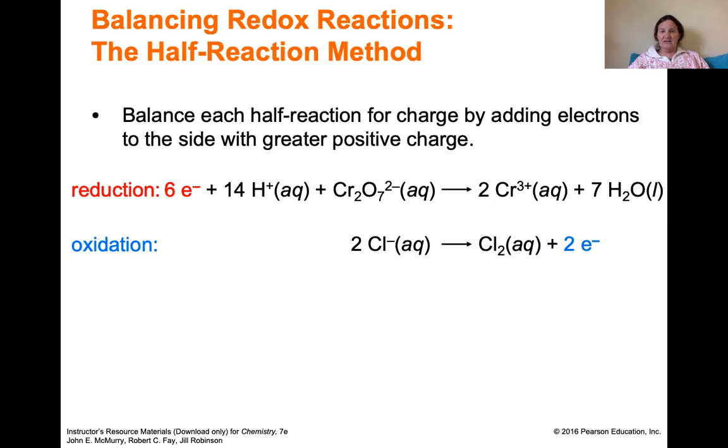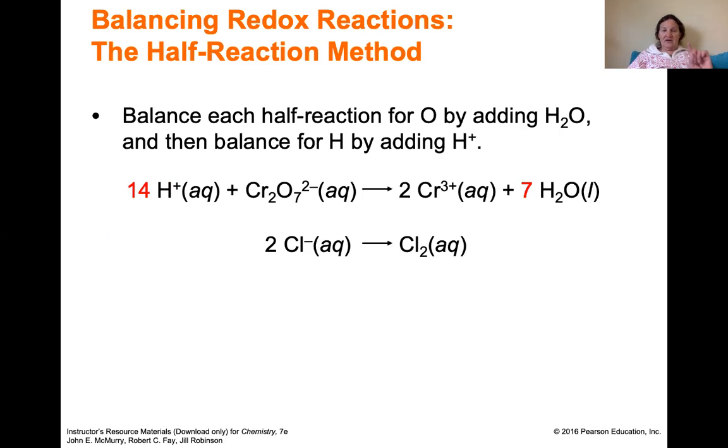The next thing is to look at what's being oxidized and reduced and add electrons. When we look back here, on the reactant side we have 14 times +1 and then -2, so we have +12. On the product side, we have +6. In order to get them to balance, the only thing we have left to add is electrons, because the elements are all balanced. So to balance a +12 with a +6, we have to add 6 electrons to the reactant side.